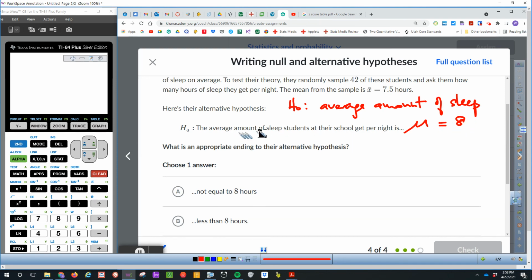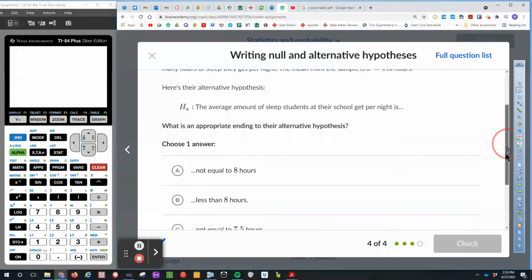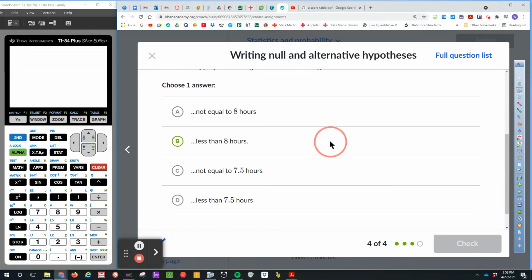So here the alternate hypothesis, what are you suspecting? You suspect that they are getting less, right? So the alternate hypothesis is it's less than 8 hours.